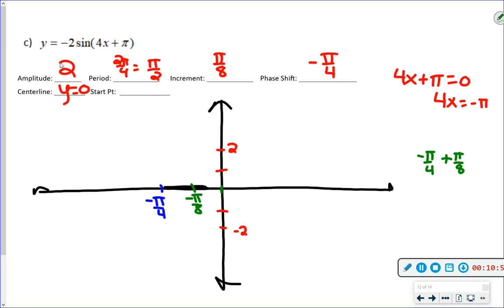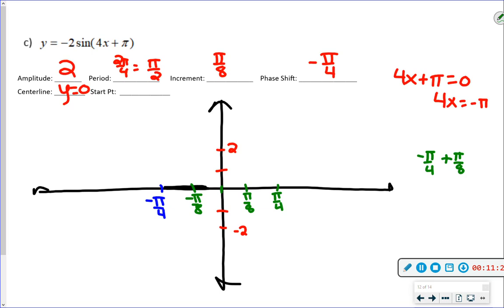Add another pi over 8. Add another pi over 8. What's an eighth plus an eighth? 1/4. 2/8. Remember, we need 1, 2, 3, 4 past it. Now, from negative pi over 4 to positive pi over 4, we do cover our full period.